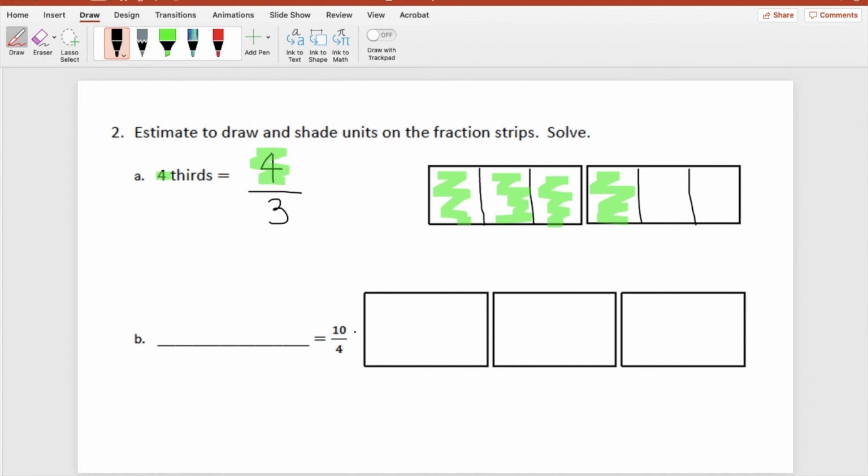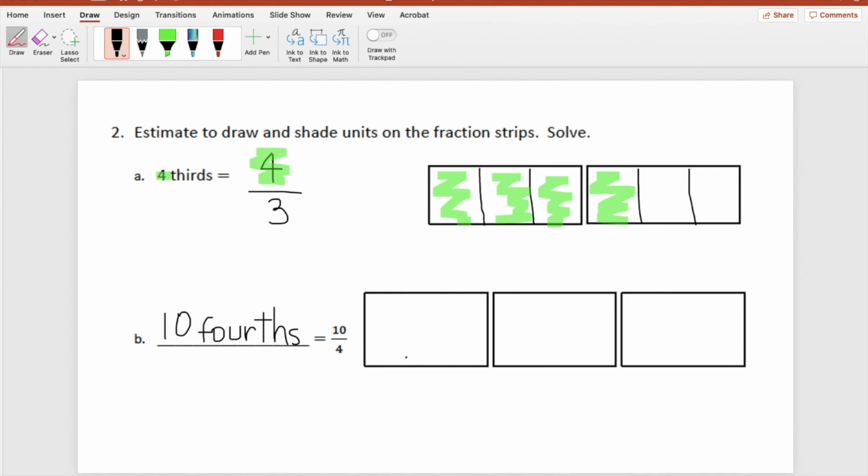We're going to make 10 fourths. So I'm going to write the number 10. And this is how we spell fourths. I think we've seen it a couple of times on these pages. There we go, 10 fourths.